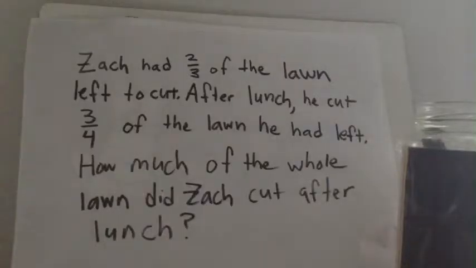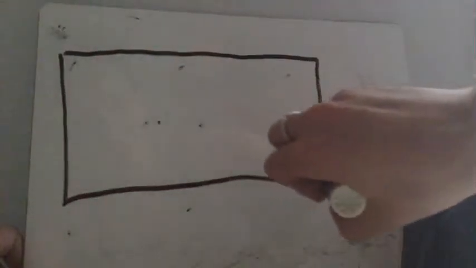And now my question that I'm trying to figure out is how much of the whole lawn does Zach cut after lunch? That is my task that I have to figure out. So I think what I want to do is draw a picture, because I think it'll be helpful for me to actually see this lawn and have a picture of it that I can work from. So I'm going to draw a rectangular lawn. I think that will be the easiest thing to do. And I know that we're talking about thirds, so I'm going to divide my lawn into thirds.